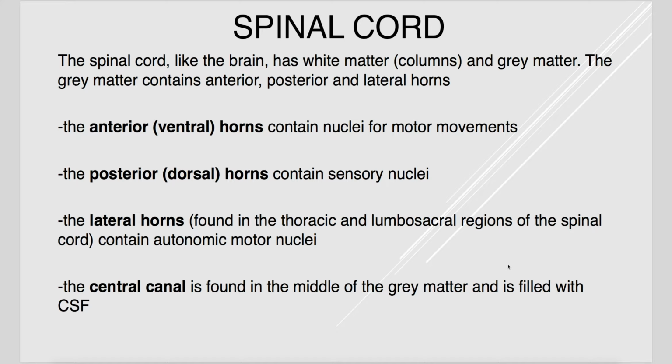Lateral horns are found in the lumbosacral regions and the thoracic regions of the spinal cord, and they contain nuclei for autonomic function. The central canal is literally a canal right in the middle of the spinal cord and the gray matter, and you're going to find cerebrospinal fluid.